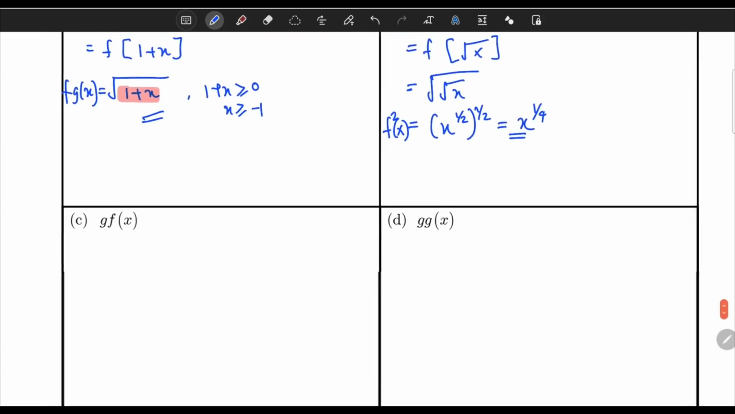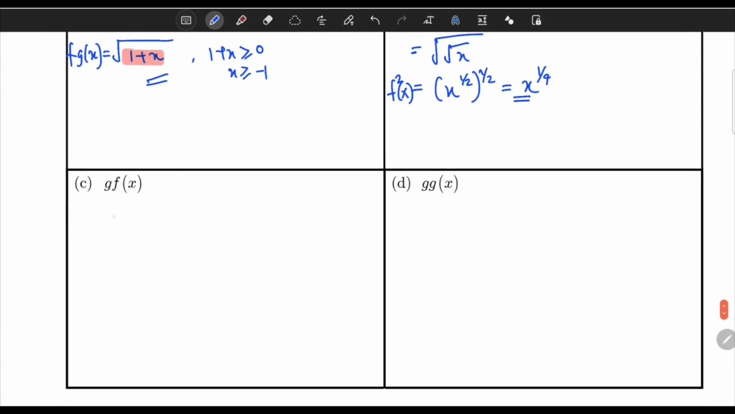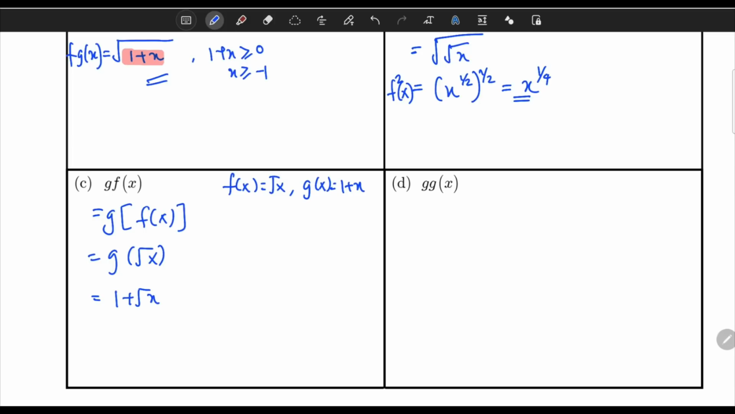So let's look at c. We have g of f. So this is g, fx inside. So our fx just now is square root of x, and then gx is 1 plus x. So substitute your fx, that will be square root of x, and then we have 1 plus square root of x. So for this case, x greater equal to 0. So this is your gf of x.